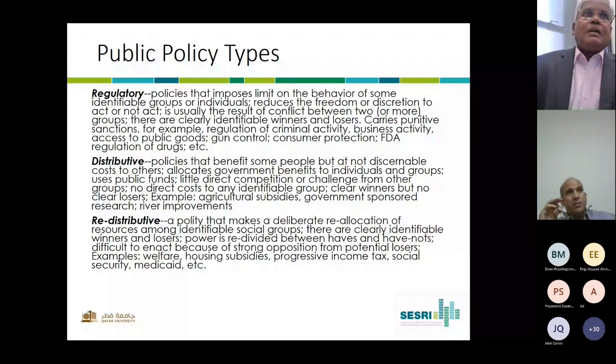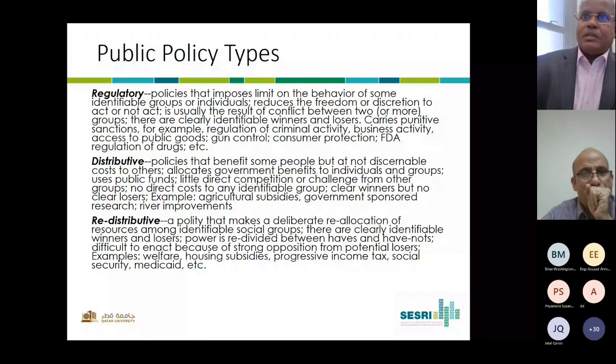The third is redistributive policy. This is a realm of policy where the polity makes a deliberate reallocation of resources among identifiable social groups. There are clearly identifiable winners and losers. Power is redistributed or redivided between haves and have-nots because certain groups have been deprived or affected. So this largely talks about how to address inequalities in program benefits among different groups of the population.